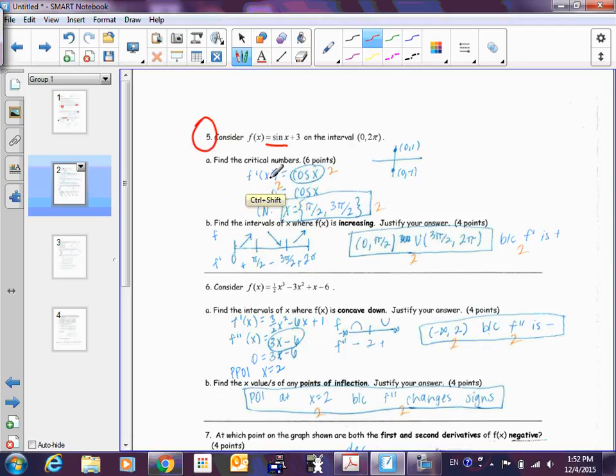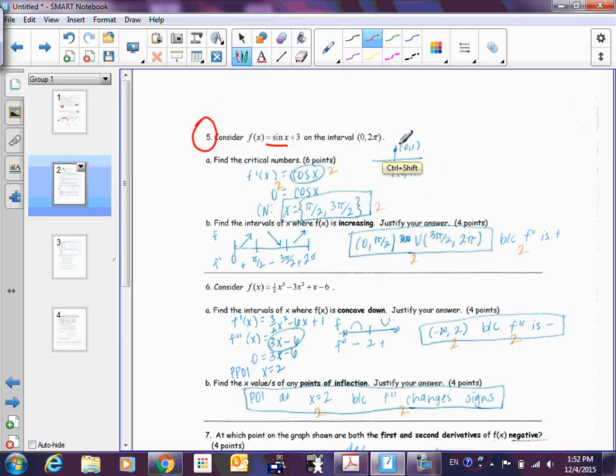So A was 6 points. Here's how I doled out the points. You got 2 points for finding the derivative. You got 2 more points for knowing to set the derivative equal to 0. So you got 4 out of 6 points just for that. The last 2 points did come from finding the correct critical numbers.